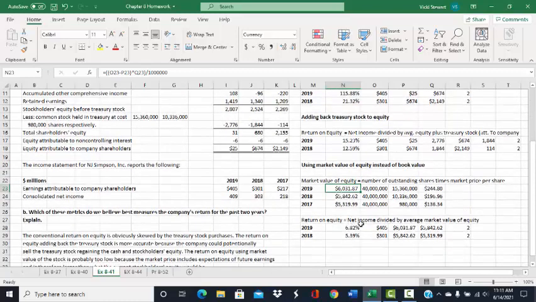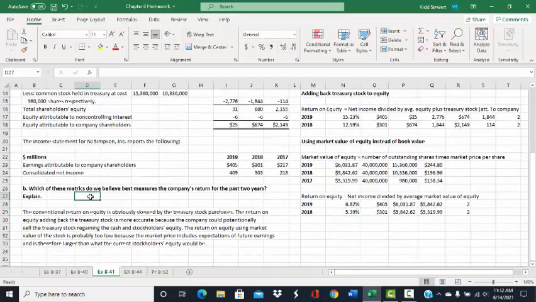Now, to compute the return on equity, then, we take the net income attributable to the company's shareholders for each of the years, and we take the market value of equity, and we determine the average, and we divide the net income by the average market value of equity. And we see for 2019 the return on equity is 6.82%, and for 2018 is 5.39%. The B portion of the problem asks, which of these metrics do we believe best measures the company's return for the past 2 years?